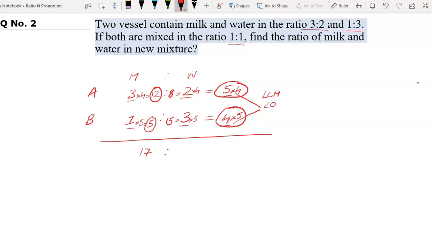And the water in the first vessel is 8, and in the second vessel water is 15. So if we add, we get 23. So the ratio of milk and water in the new mixture is how much? 17:23, and this is our answer.